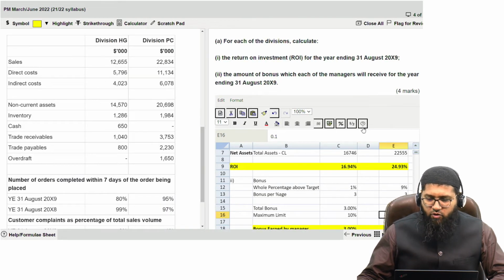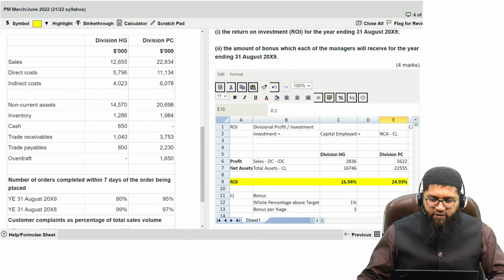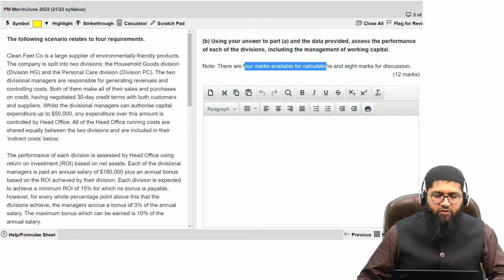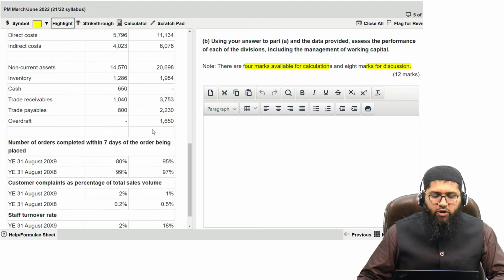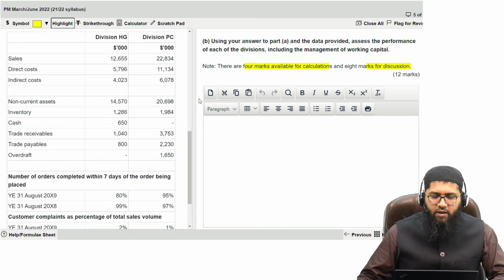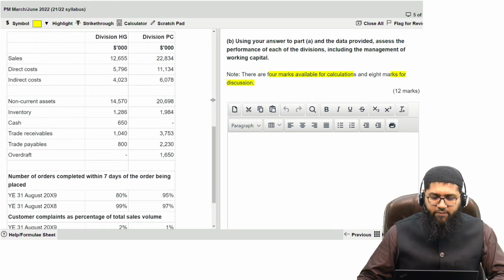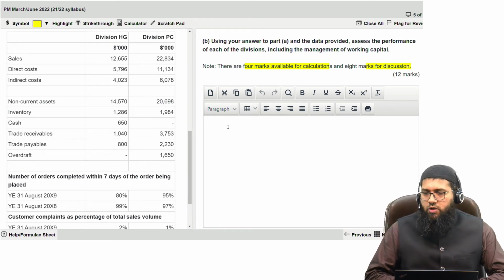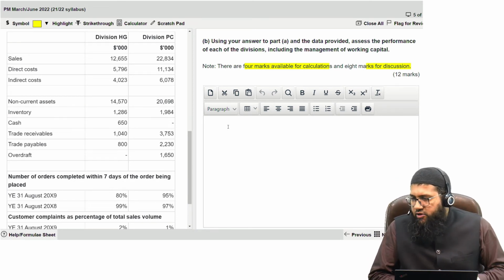Now, let's move a bit forward and discuss further. It says using your answer to part A and the data provided, assess the performance of each of the divisions, including management of working capital. There are 4 marks for calculations and 8 marks for discussion. Can you look at this question and see how exactly you are going to draft your answer? What type of calculations can you do?